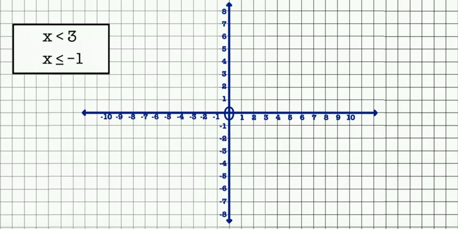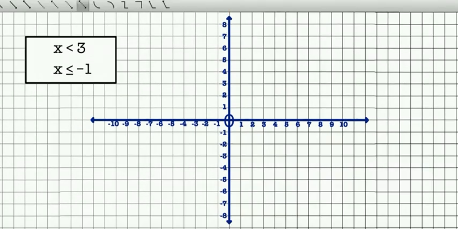Here we have two more inequalities. We have x is less than 3 and x is less than or equal to -1. And so we would graph this as we normally would for linear equations. So x is less than 3 is a vertical line, and because it's less than, we're going to use a dashed line. And we're going to use a dashed line on 3. And because it's less than 3, we're going to shade to the left.